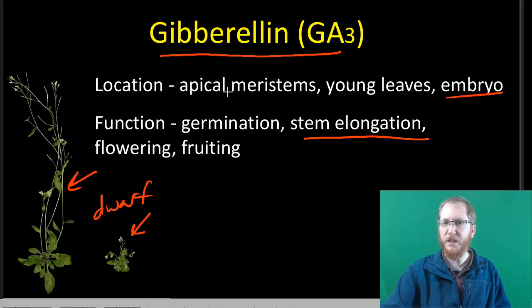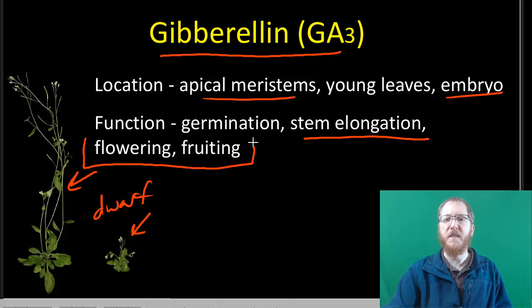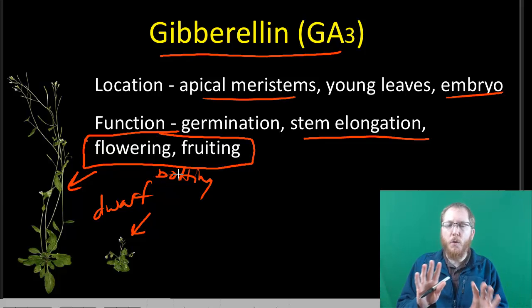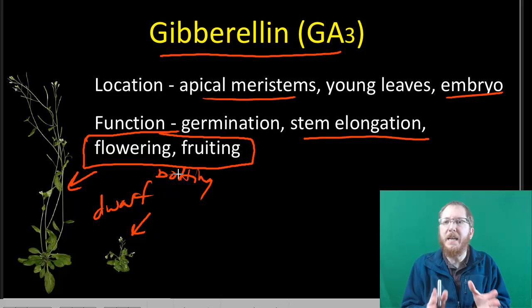And so these will be associated, once again, with stem elongation, general growth. You see it in these growing tissues, meristems, embryos. But they will also be part of flowering and fruiting. Flowering you might also see called bolting. So if you see the word bolting, that's usually just referring to flowering, so don't freak out, it's just the same thing. So each of these have their own specific things that are unique to them.